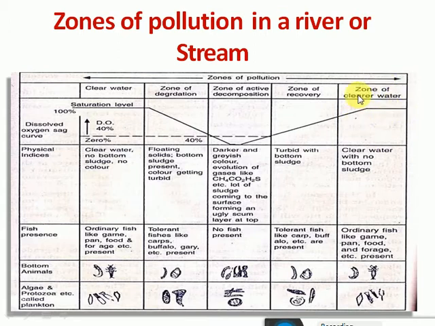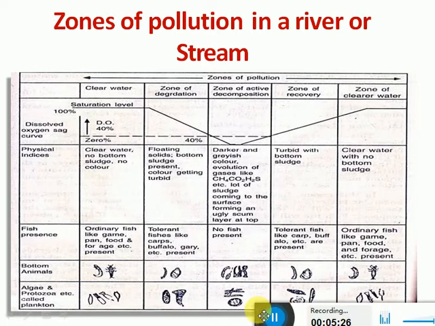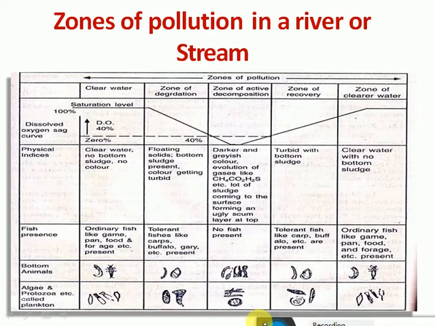So this zone is called a zone of clear water. Here you can see the water with a very clear image with no bottom sludge, because the water will start to again have its startling appearance with the evolution of fishes and some aquatic animals flourishing in this zone. So these are four different zones of pollution, and it is also called zones of purification in case of self purification of streams.